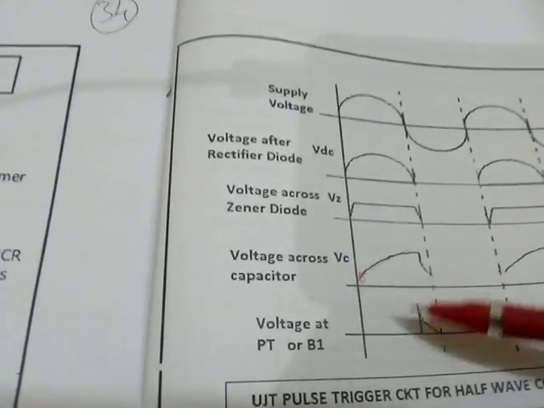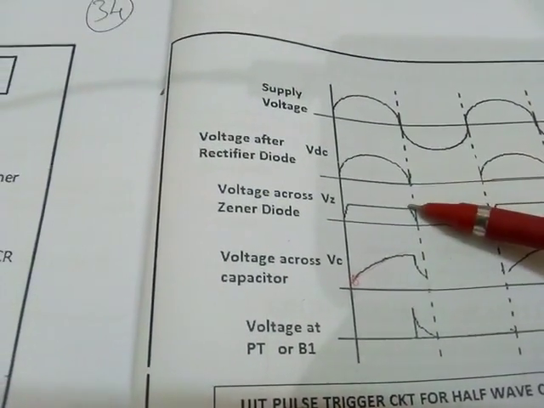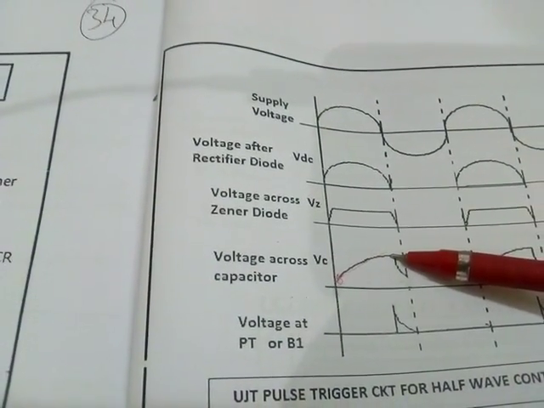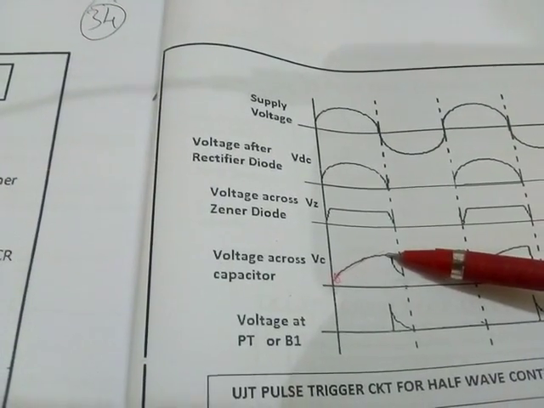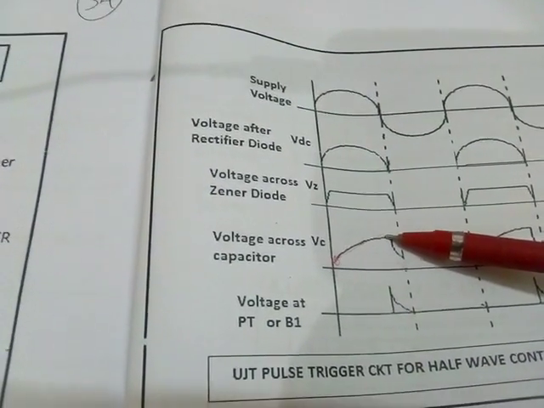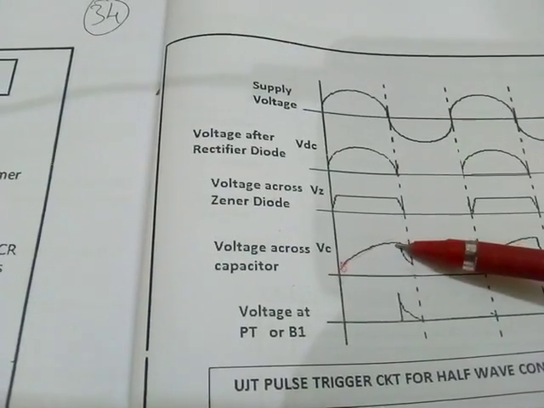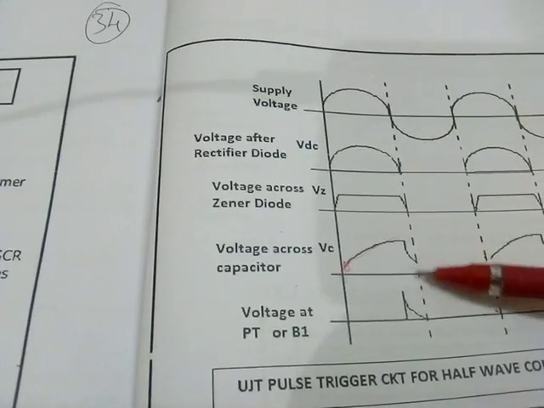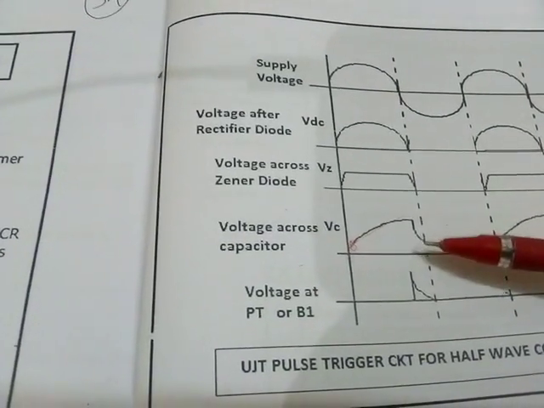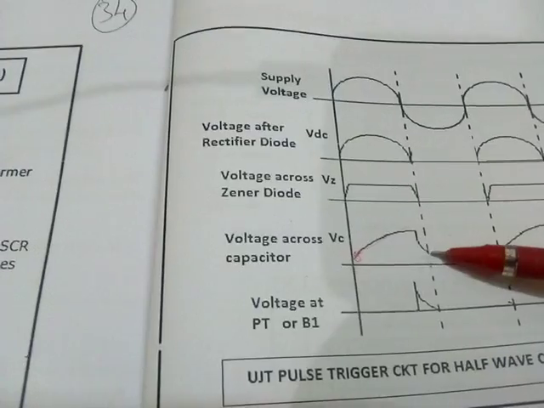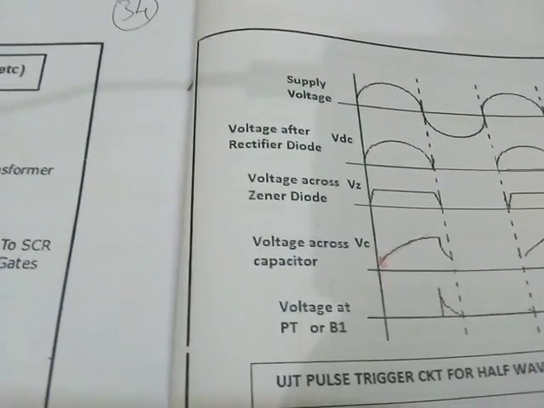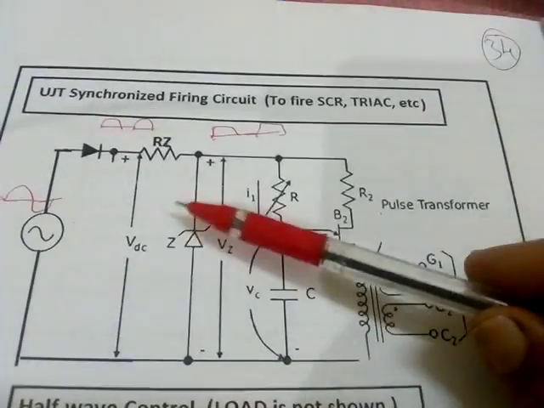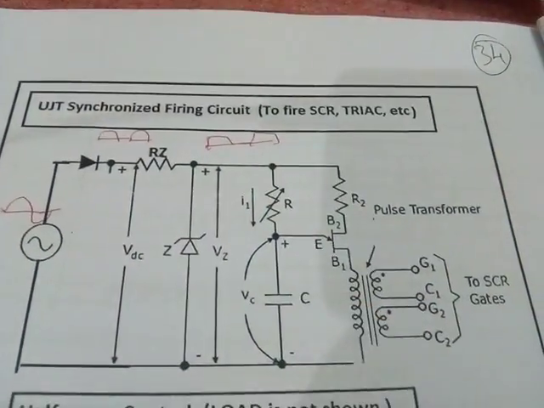Here the scale is not correct. If this is 10 volt, then this will be only around 6 volts, because the intrinsic standoff ratio is around 60 to 70%. So this will be around 6 to 7 volts only. This will be around 1 or 2 volt valley point. Beyond the valley point, the UJT will again block, and then again it will start charging. If there is continuous supply here, it will again go on charging.